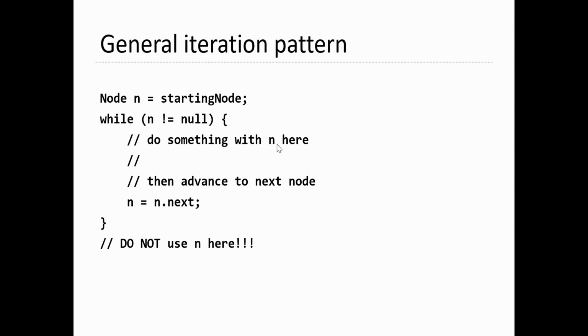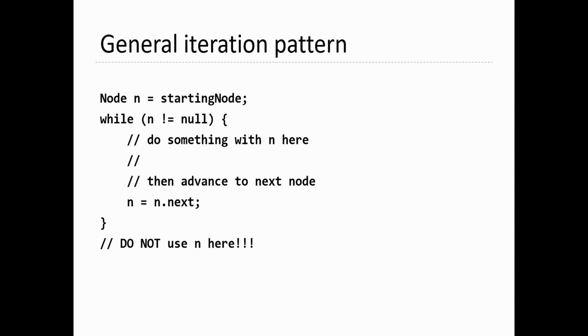You can use n.elem to get the element. You can do n.next to get the next node. Once you're done processing that node, you just update n. So n becomes n.next. And away you go. And that'll keep on going until n goes one past the last node in the sequence.